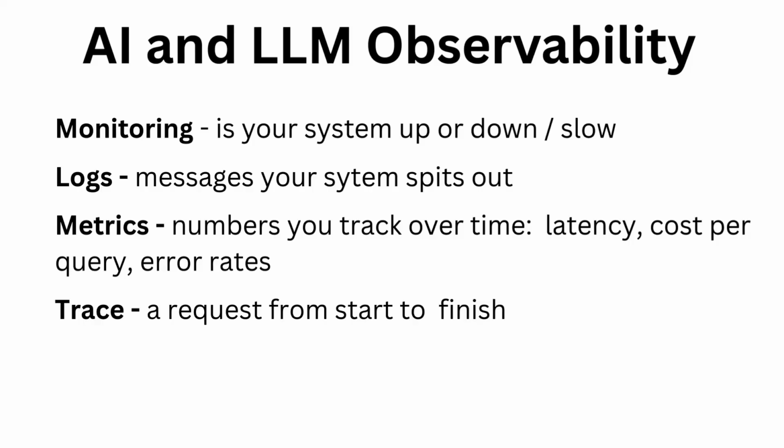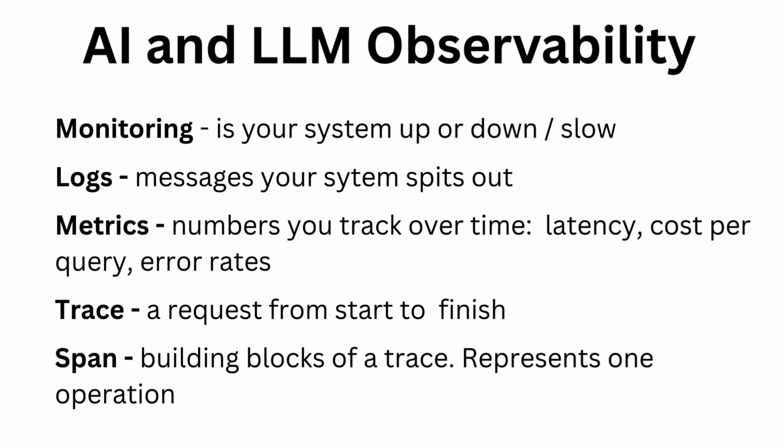And then we have traces. You'll see this when we start showing you the tracing that we're going to do using Azure AI Foundry. Traces show you the story of a request from start to finish. If you ask an LLM a question, the trace shows you every step it took. And spans, well, they're the building blocks of a trace. Each span represents one operation, like a tool call, a database fetch, or a single LLM generation. You put all this together, and that's what observability is all about.